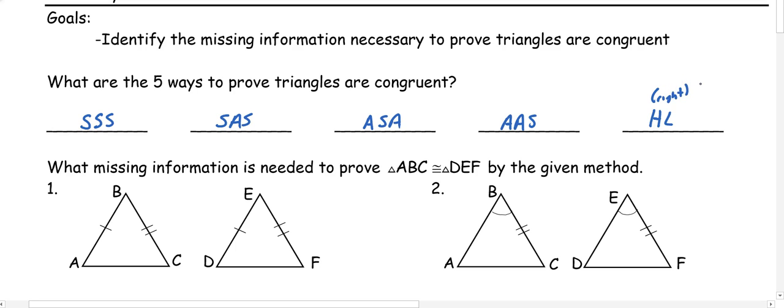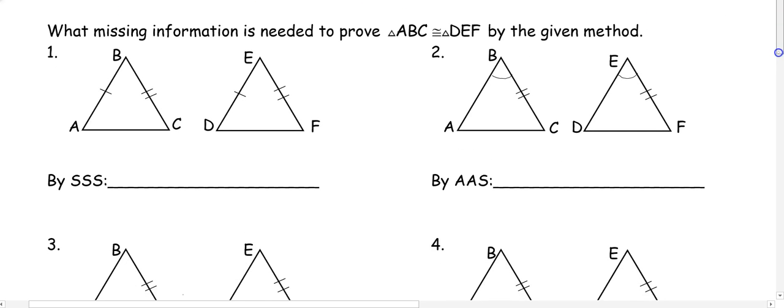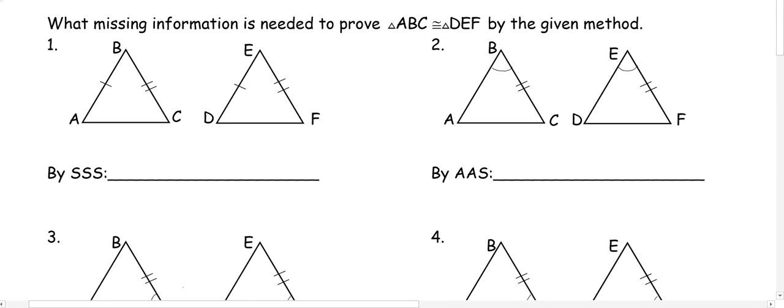So what we're going to do is you're going to be given a triangle with some markings on it, and you need to figure out what else you need to know in order to use the method they're asking you to use. So in number 1, we have our triangle ABC and DEF. We see that AB is congruent to DE. We have BC congruent to EF, and we need to use the method side, side, side. So if we're using the method side, side, side, we need 3 sets of sides. We already have a side and a side, so we need one more set of sides to be congruent. So in this case, we would need to know that AC is congruent to DF.